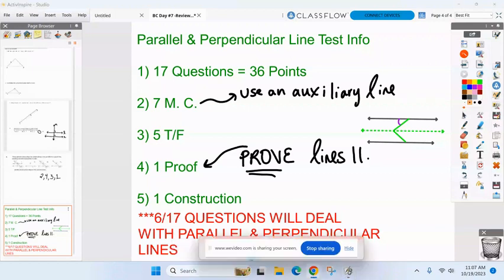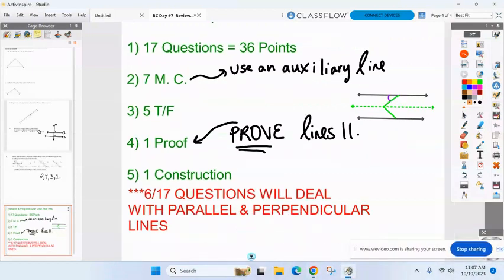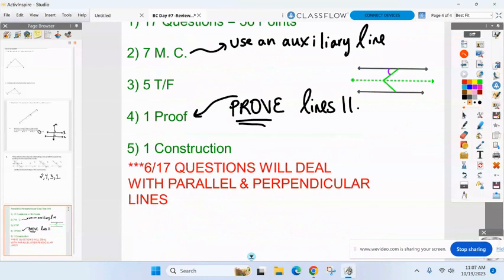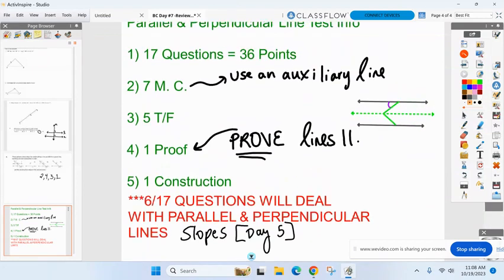And then I do want to give you a huge heads up here because we haven't been tested on this yet. 6 out of the 17 questions deal with slopes of parallel and perpendicular lines. If you need to look back in your notes, that's Friday's notes, day 5. And I say 6 out of 17, but really you already know 2 of the questions are a proof and a construction. So now we're really talking 6 out of 15 are heavy, right? So it's going to be heavy on the slopes of parallel and perpendicular lines. Anything you want to go over there as far as the makeup of the test tomorrow?